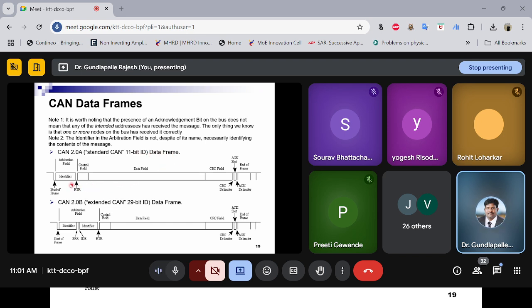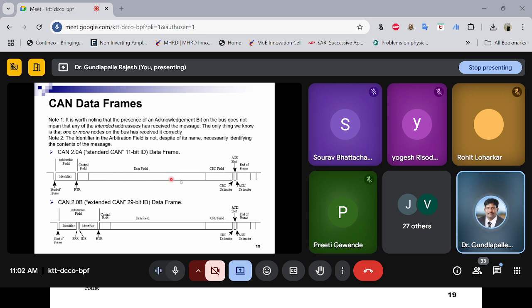Okay, so your identifier is at the start of the frame. Then you will have a data field, with a control field as a prefix and a CRC field as a suffix. So what is this CRC field? The cyclic redundancy check field will check the errors that occur during transmission in the data path.